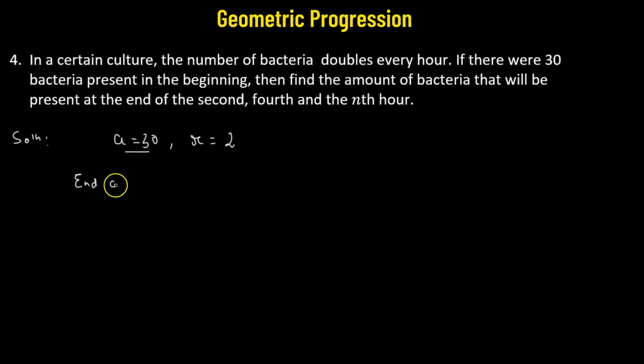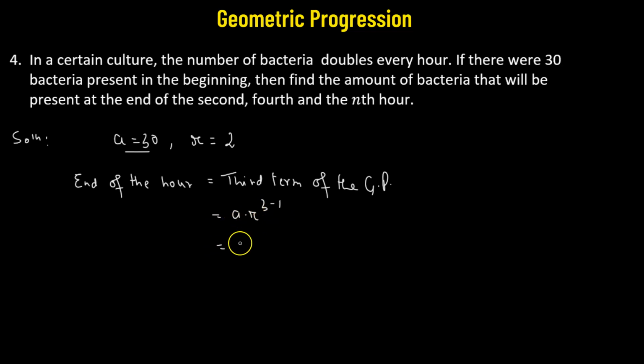So actually the end of the second hour is the third term of the GP, which is a times r raised to the power of 3 minus 1. So here the a value is 30, the r value is 2, so we have 2 raised to the power of 2. So 2 squared is 4, and 4 times 30 is 120.